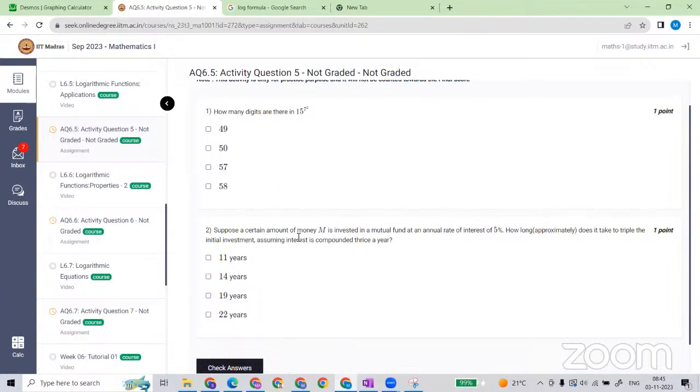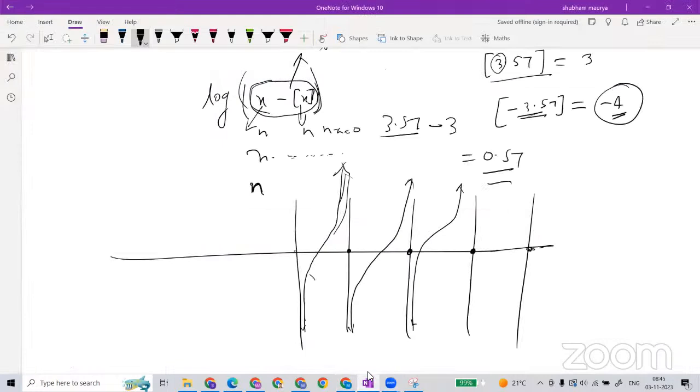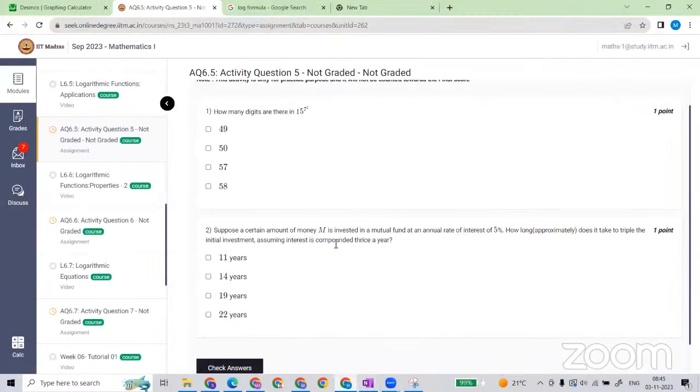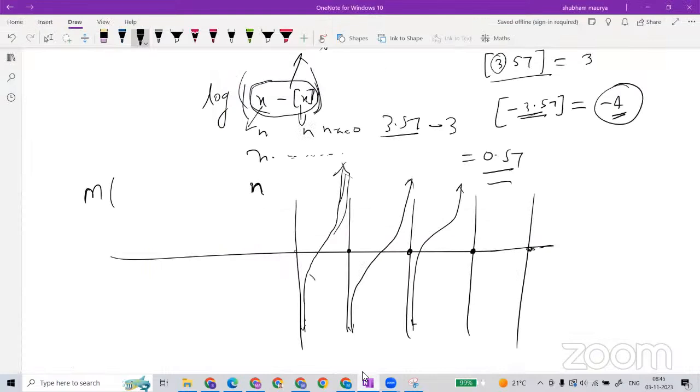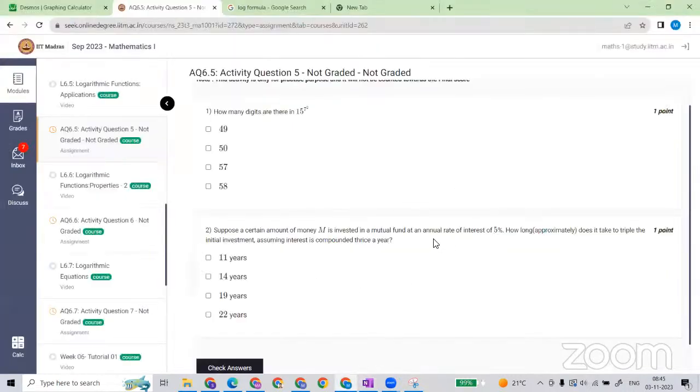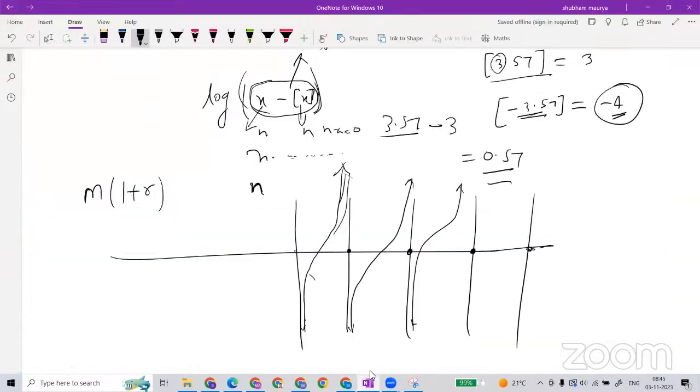The second question: suppose a certain amount M is invested at 5%. This is compound interest, so we use the compound formula. The amount is M and the rate is 5%. So M times 1 plus the rate, but is it applied yearly or quarterly? It is annual, so the same goes here.